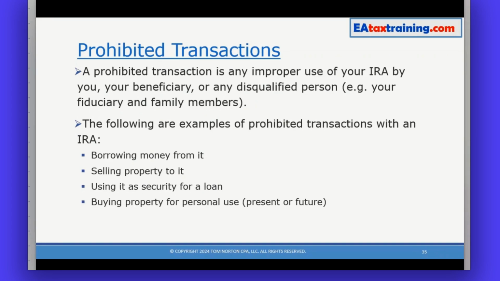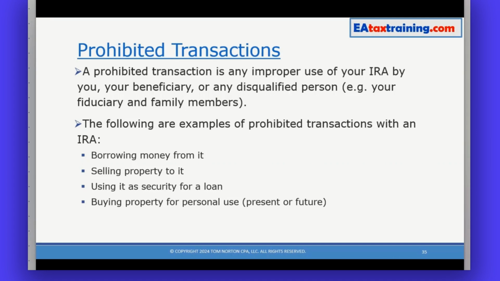A prohibited transaction is any improper use of your IRA by you, your beneficiary, or any disqualified person, for example, your fiduciary or any family members. And these are some examples of prohibited transactions. And you are going to want to know these examples. You cannot borrow money from your IRA. Now, you may be familiar with the concept of borrowing money from an employer plan like a 401k or 403b plan. That is allowed, but you cannot borrow money from an IRA.